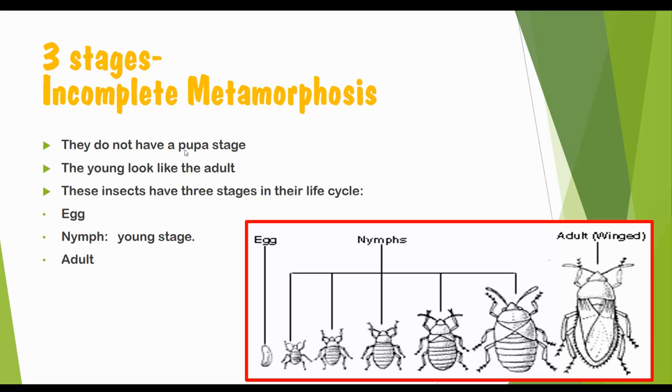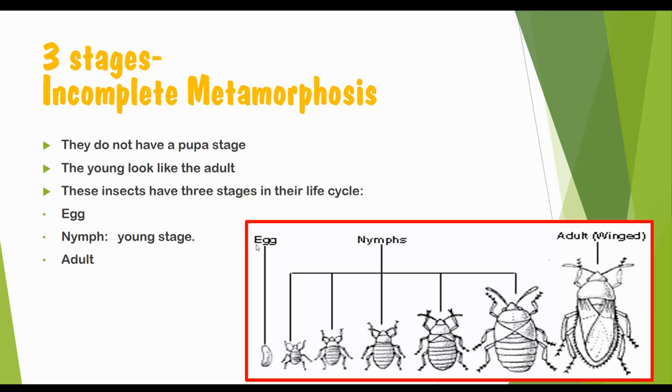So they do not have a pupa stage. So as you can see in the picture, there is no pupa stage. The young looks like the adult. Again, the young one, the baby insect, looks the same as the adult. There is no difference. These insects have 3 stages in their life cycle.